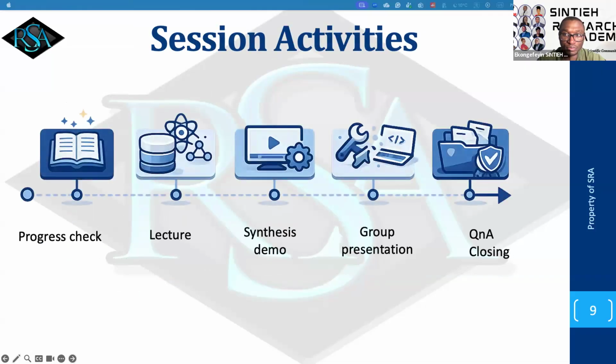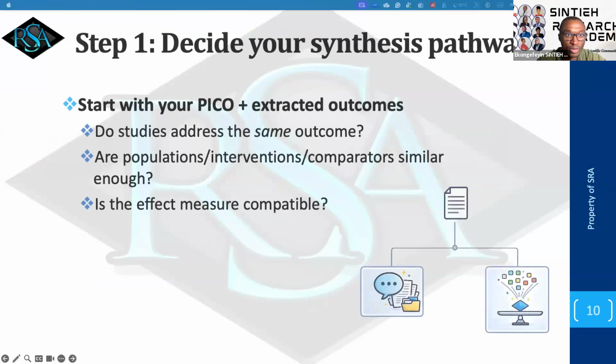Good. So generally, this is our workflow. We've already done the progress check and the lecture now, and then we have a demo, and then you guys will present. That's it, and then we have a Q&A at the end.